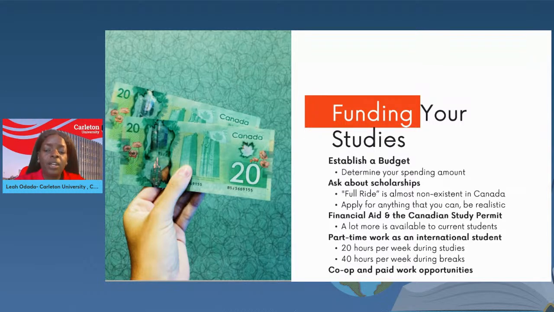So even though it might not come to that for that province, you do still need to show that you can cover the government allocated amount to be able to study in Canada. You are allowed to work in Canada while you're studying.